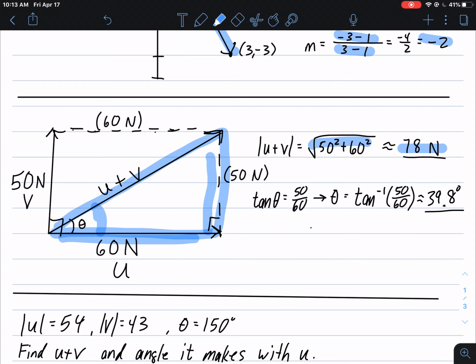So basic right triangle trig, opposite and adjacent. I know the tangent of theta would be 50 over 60, opposite over adjacent. So the inverse tangent of 50 over 60 is approximately an angle of 39.8 degrees. But again, that's just going back to basic right triangle trig. That's why I said there's really nothing new calculation-wise with anything we're doing.